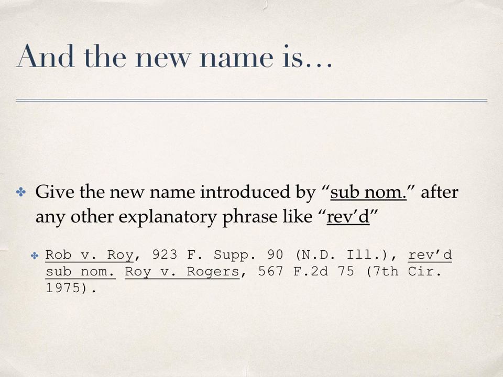Note, there is no underline in the space between "reversed" and "sub nom." There's also no underline in the space between an explanatory phrase and the subsequent case name. So make sure you're turning that off when you're formatting your cites.